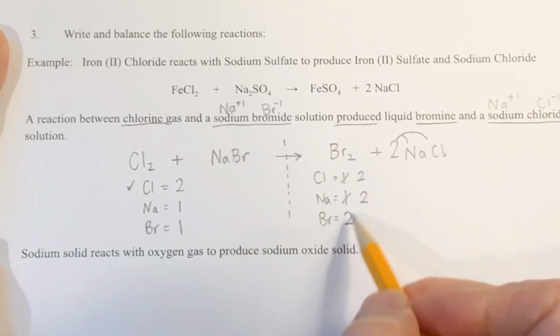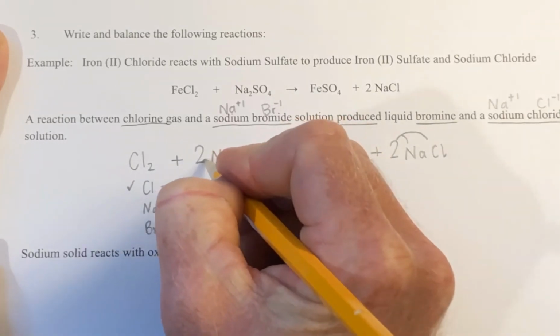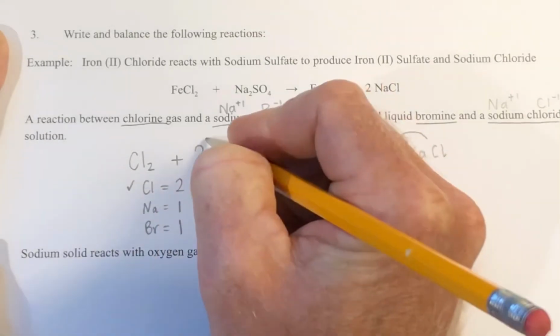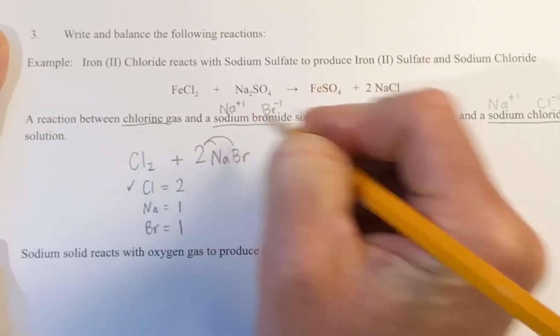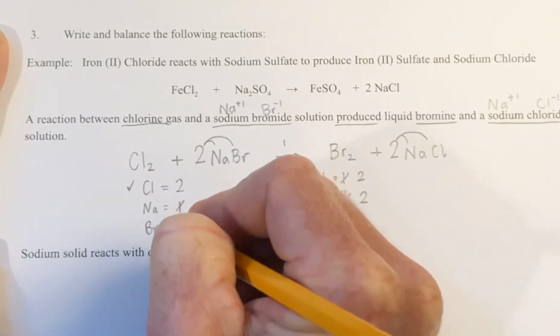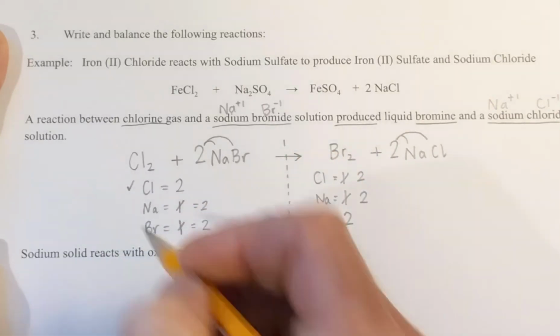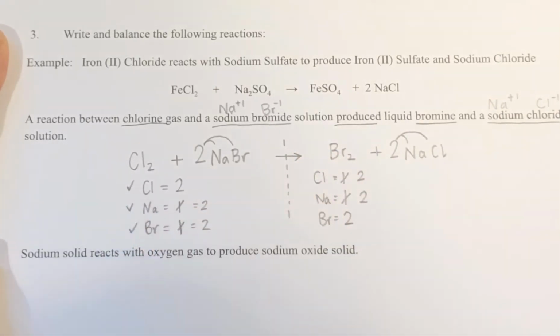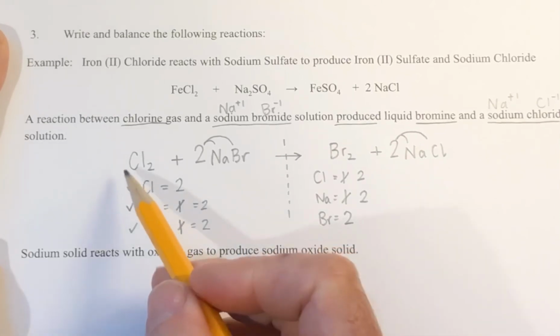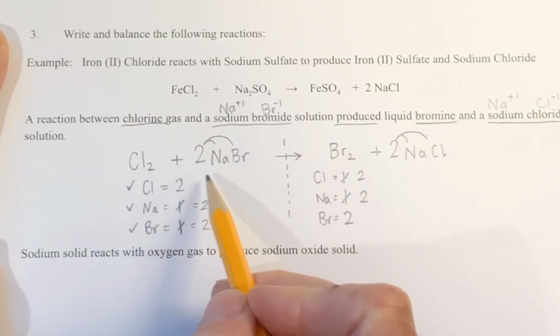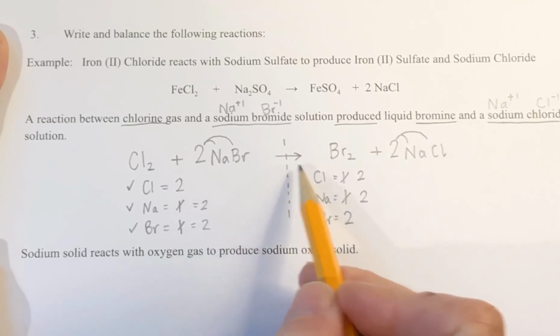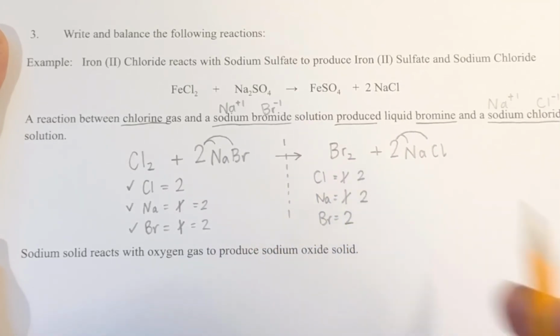Having 2 of each on the product side means that if we add the coefficient 2 in front of the sodium bromide formula, that 2 will change the numbers of both the sodium and the bromine to 2 and 2. And that makes the sodium and the bromide both balanced. So our final reaction has the formulas Cl2 plus 2 NaBr producing Br2 plus 2 NaCl.